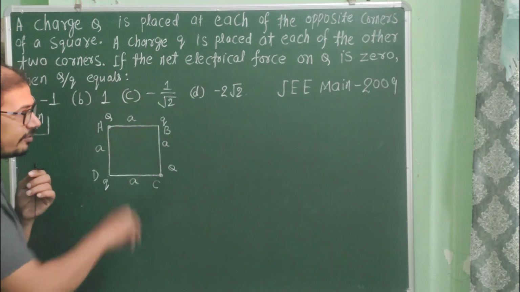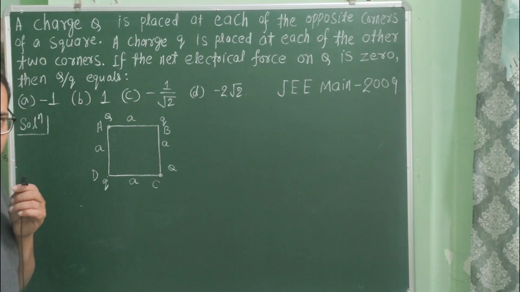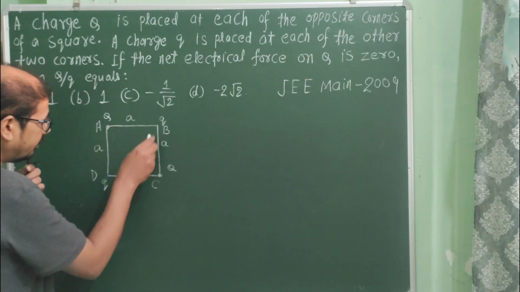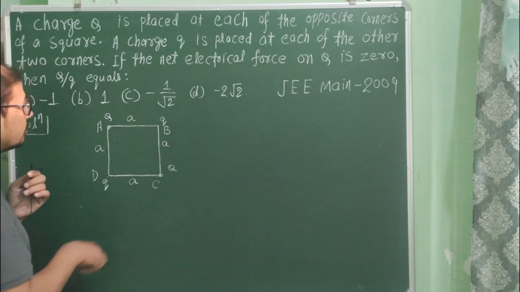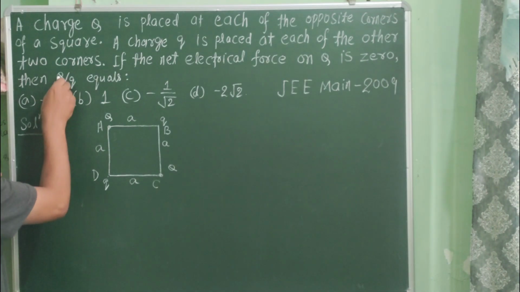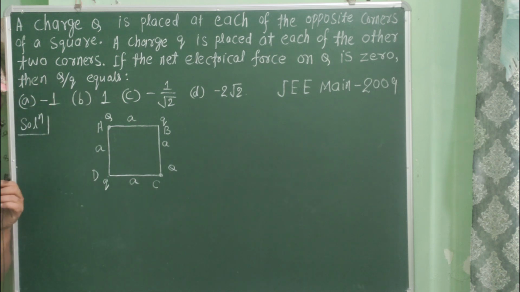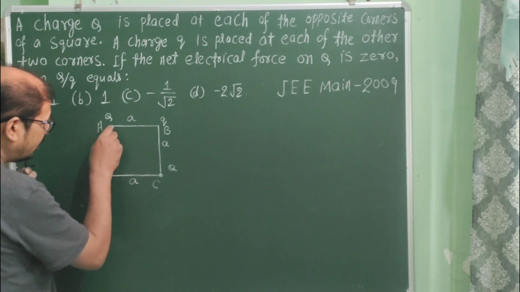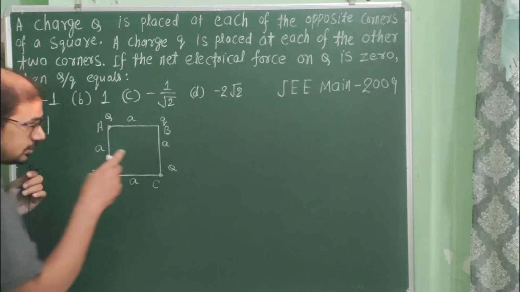If the net electric force on q is 0, according to the question, then we have to find the ratio of capital Q and small q. What will be the value of Q divided by q if the force on capital Q is equal to 0?